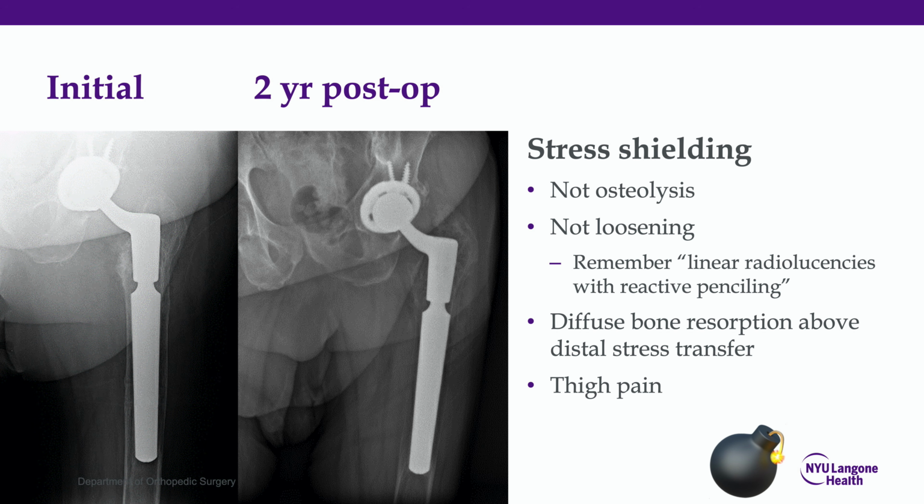So we have massive stress shielding. There's no osteolysis. There's no loosening. This guy doesn't have any polywear, and we don't have the linear radiolucencies with reactive penciling of a loose implant. The bone just seems to have disappeared. We have a diffuse bone resorption above the distal stress transfer. Now, a lot of patients with stress shielding may present with thigh pain, but this patient actually did not.